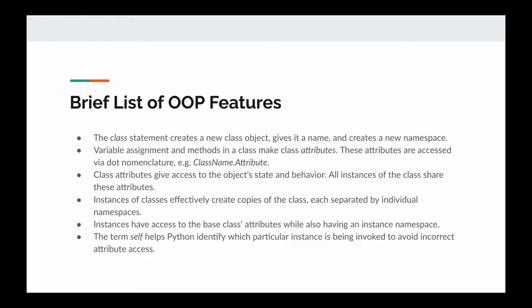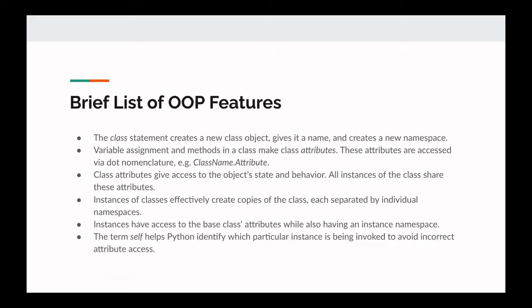Variable assignments and methods in a class are attributes. These attributes are accessed via dot nomenclature. We already talked about that. The class attributes give access to the object's state and behavior. All instances of the class share those attributes. And again, this is just reiterating what we've already talked about.